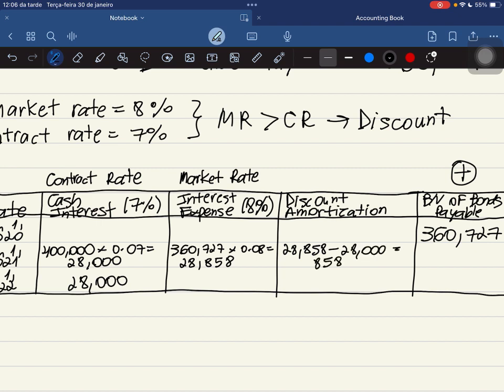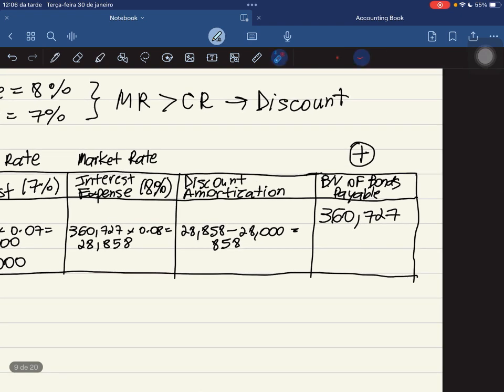Okay. Now, last column, remember, even though we are dealing with discount amortization, this column is counterintuitive, right? So here we're going to add. So we're going to have this original issuance price plus this discount amortization over here. $361,585.